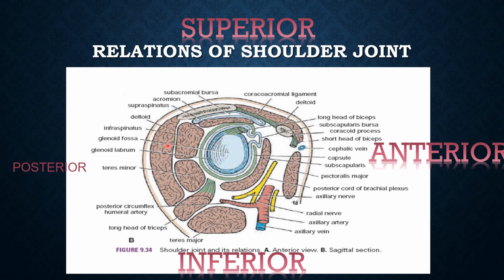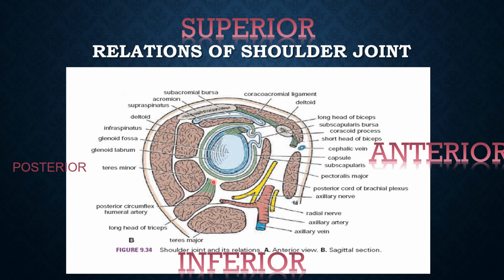Seeing the relations posteriorly, we have teres minor, we have the infraspinatus tendon, right? And we have deltoid. So you can see the deltoid is present posteriorly, superiorly, and anteriorly to the joint, right?